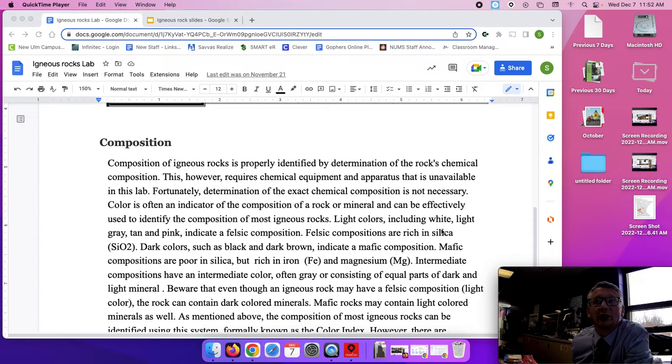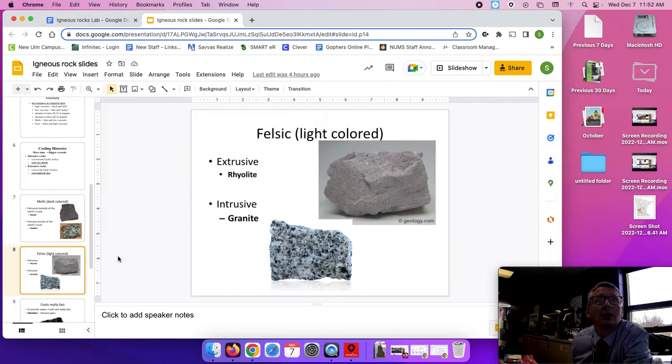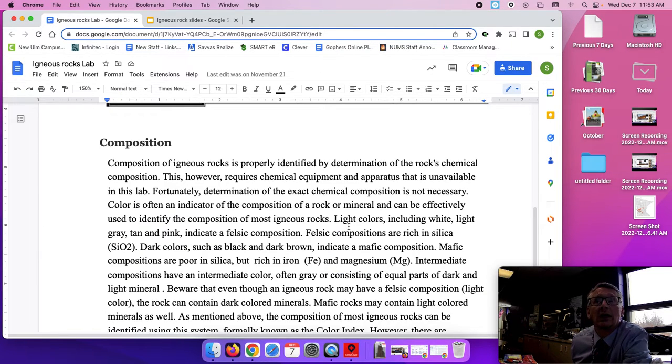Light colors, including white, light gray, tan, and pink, indicate felsic composition. Okay, so felsic is an important word. So when we take a look at light colored, those are going to be felsic. Felsic compositions are rich in silica, SiO2.